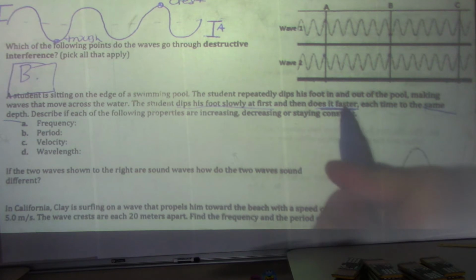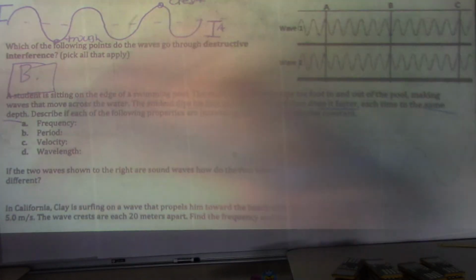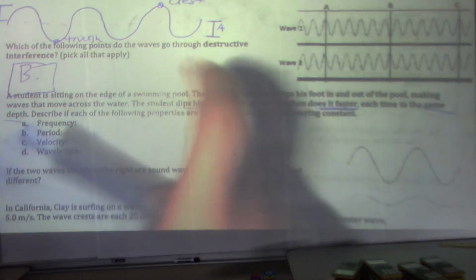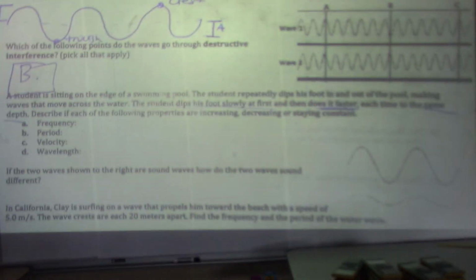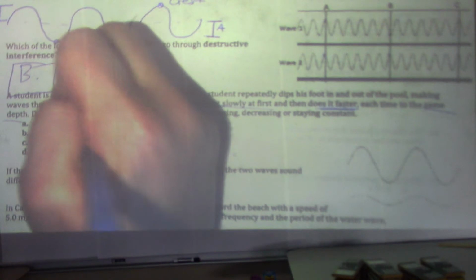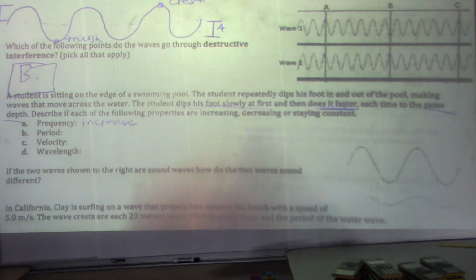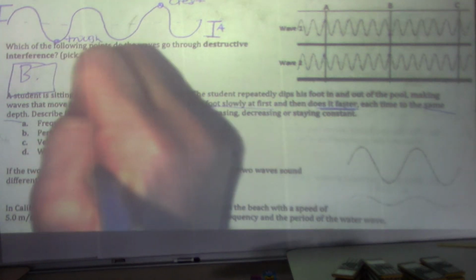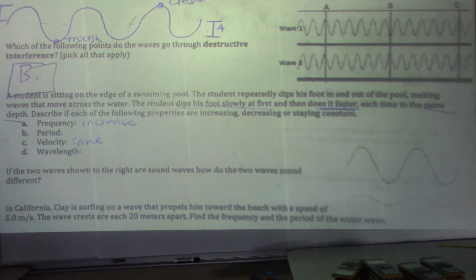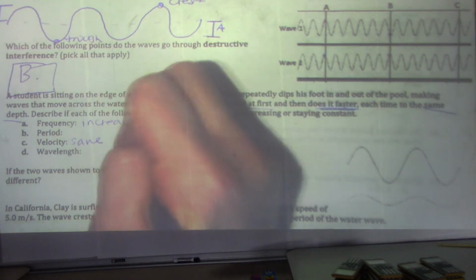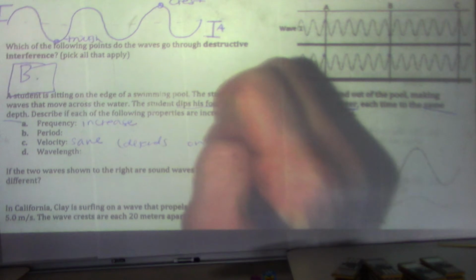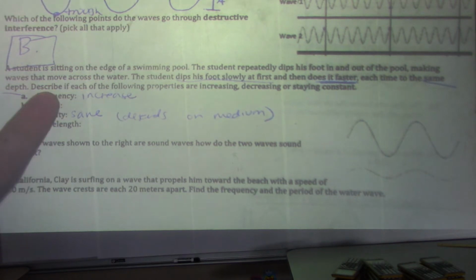Faster isn't talking about the velocity that the wave is moving through the water. They're saying they dip their foot faster, which means you're sending more waves each second, which means my frequency would increase. My wave velocity is actually going to stay the exact same because that depends on the medium. We're still in water, so it depends on the medium, which is just the water, so that stays the same.